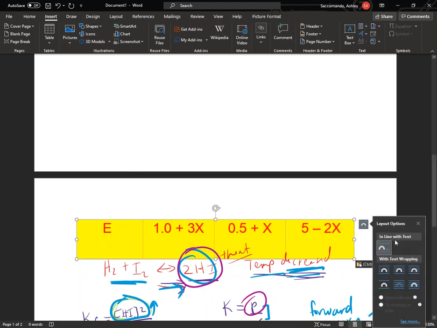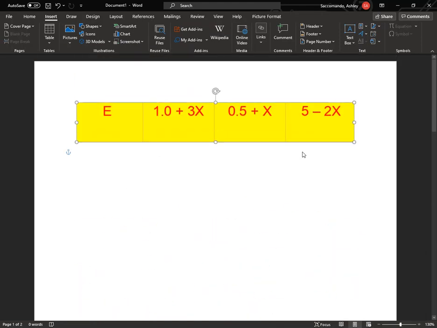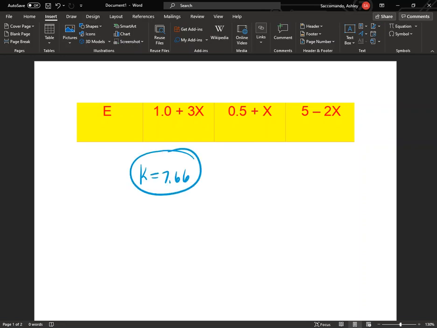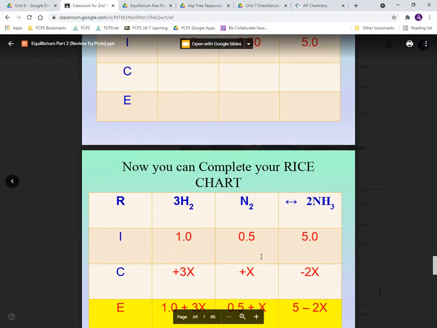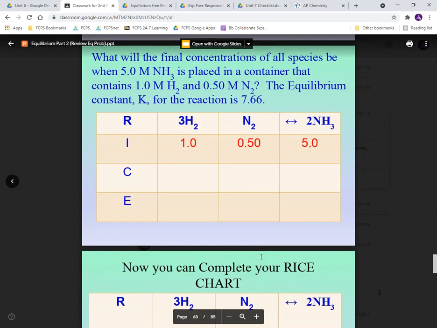Oh, you did that because I have to now format you. There we go. All right, so here, you know, the K was what, 7.66. Hold on, I do need to look at one more thing here. What was our reaction? Oh, it's this one. Okay.